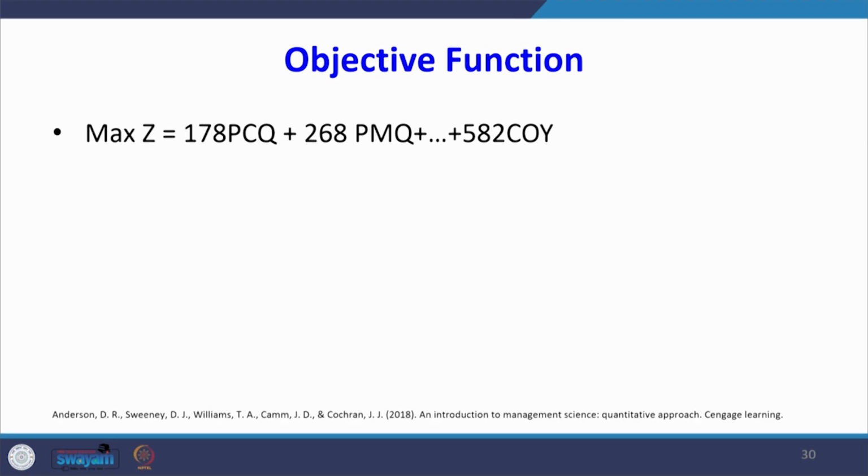So, the objective function is this: the PCQ ticket fare is 178, the PMQ ticket fare is 268. Like this, all 16 decision variables will form the objective function. So, the objective function is what has to be maximized.